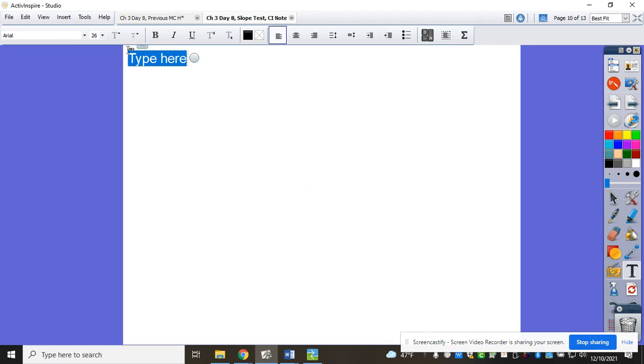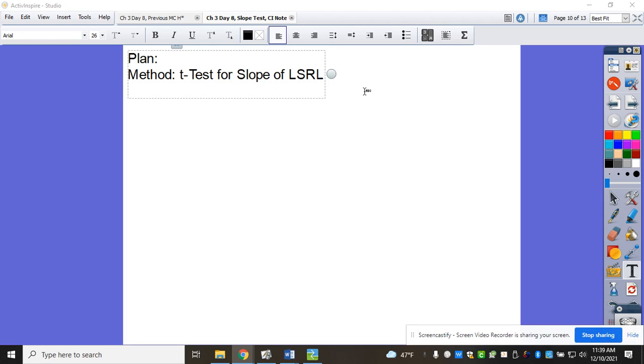All right, plan. What's my first part? Method. What is my method here? So now we are going to do our graphs. Now this is our example problem. There are not that many dots. I want you to go ahead and do all these graphs.